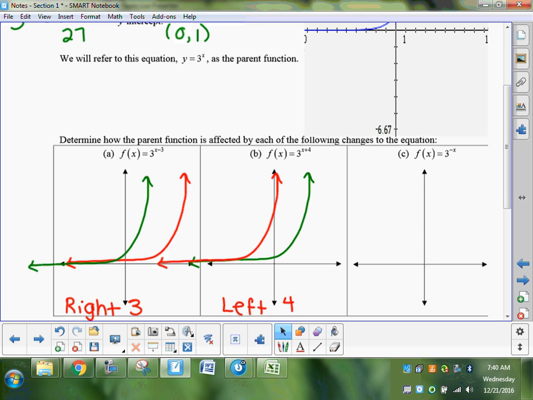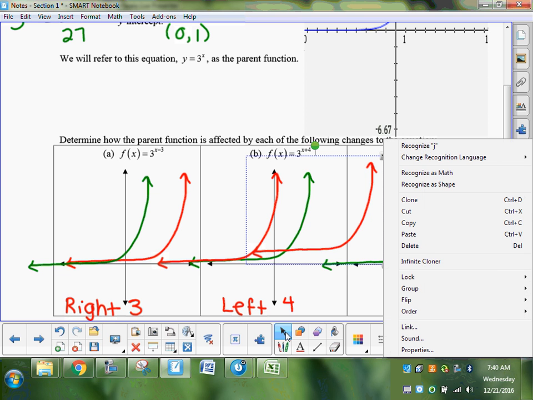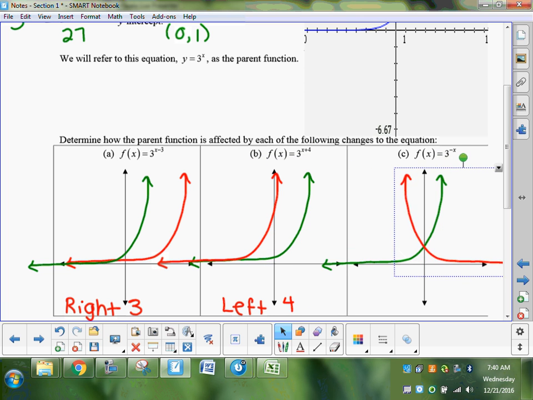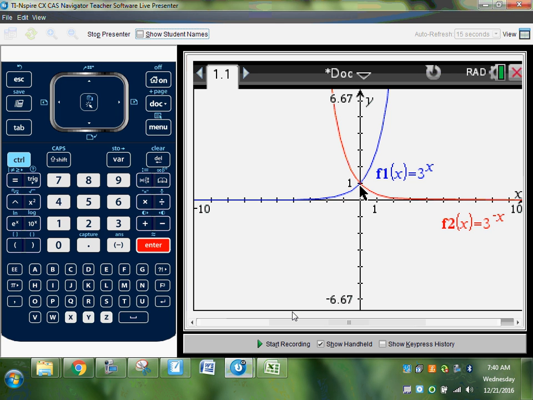It's going to be a reflection, perfect. What kind of reflection do you think you'd have? Reflection over the y-axis. Let's double check, but I bet you're right. Let's see. Did that work out? It should be a yes. Next one up.